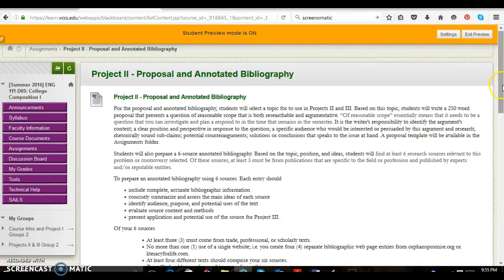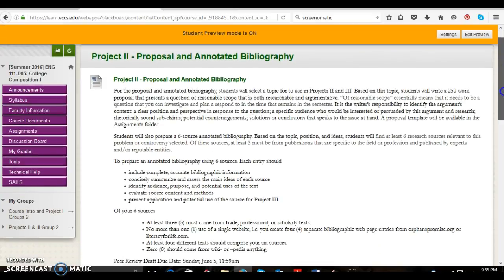Many of you have probably heard of an annotated bibliography. You have heard of a proposal. And when we think about these two things that are connected for the sake of this project, they don't always seem inherently connected. They don't always seem like they automatically go together.